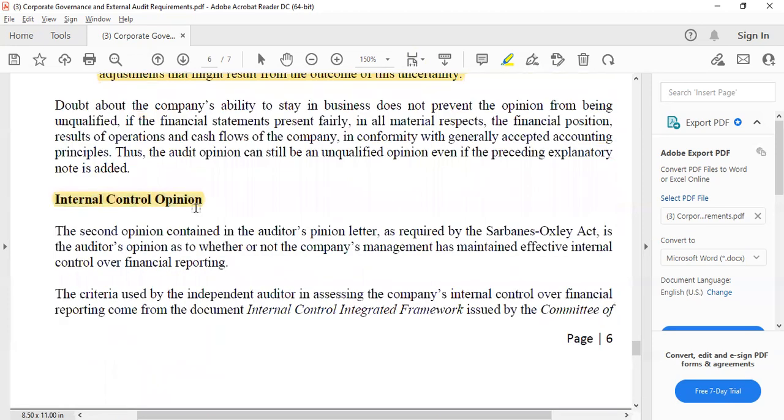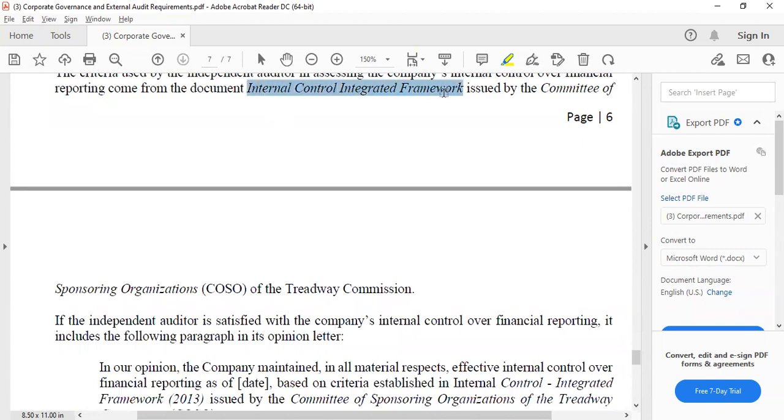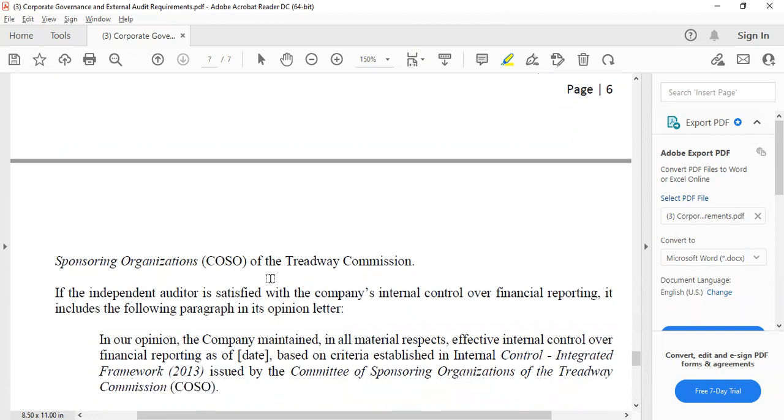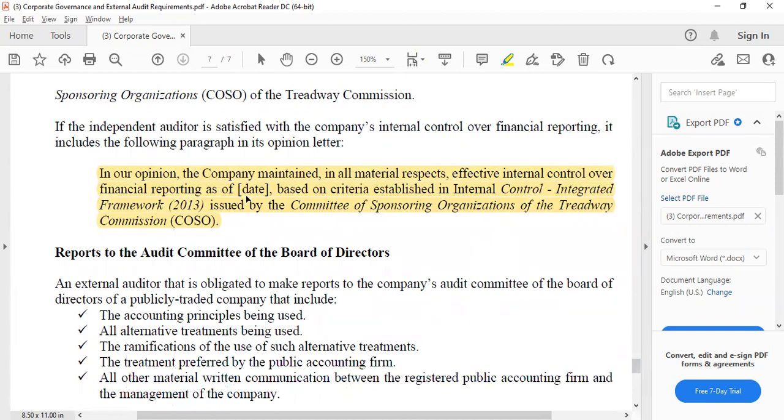And then another opinion, as mentioned, but this is only applicable to publicly traded corporations, is the internal control opinion. So the criteria being used by the external auditor in assessing the company's internal control is the Internal Control Integrated Framework issued by COSO. So for the opinion on the internal control, the external auditor will include this paragraph in its opinion letter. So in our opinion, the company maintained in all material respects effective internal control over financial reporting as of date, based on criteria established in Internal Control Integrated Framework issued by COSO of the Treadway Commission.